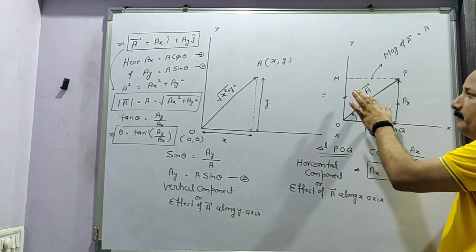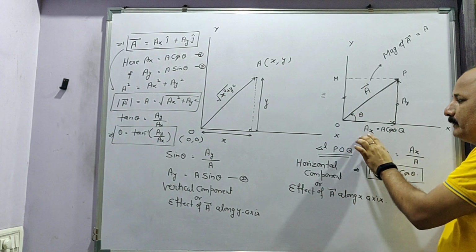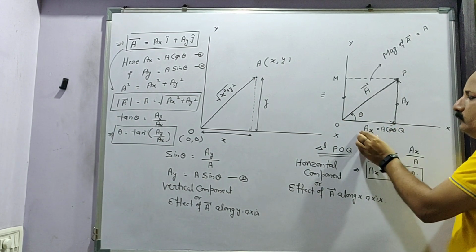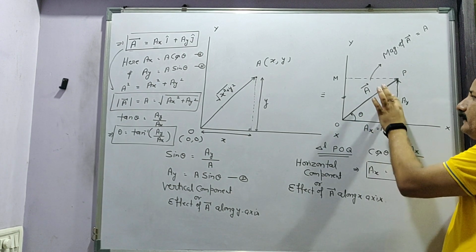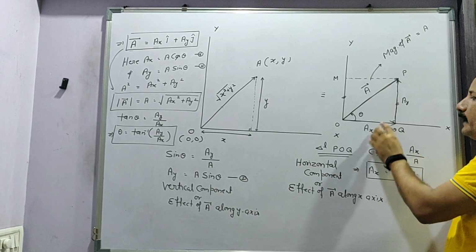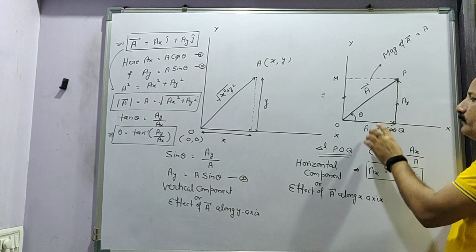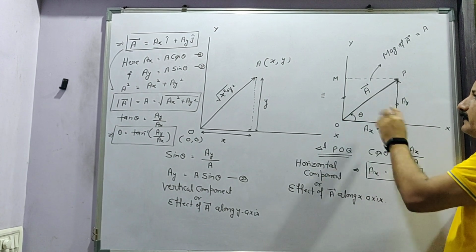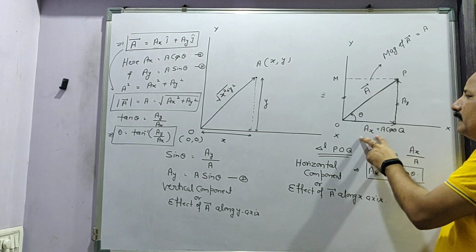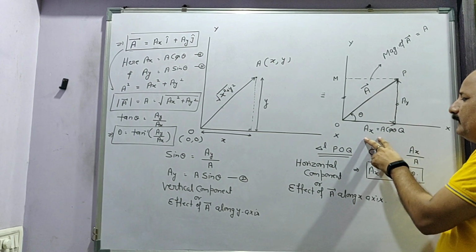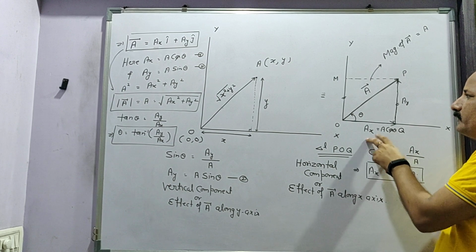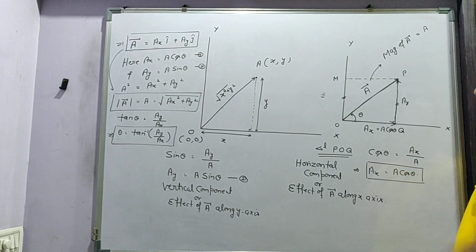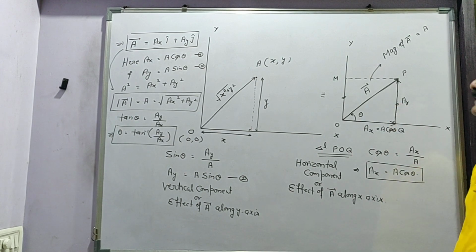So this vector can be written as Ax i cap, where i cap is the direction, and this vector is Ay j cap. Now add this vector into this vector, so we get Ax i cap plus Ay j cap, which is equal to the resultant vector. So vector A can be written as Ax i cap plus Ay j cap, where Ax is A cos theta, the effect of vector A along x-axis, and Ay is A sin theta, the effect of vector A along y-axis.